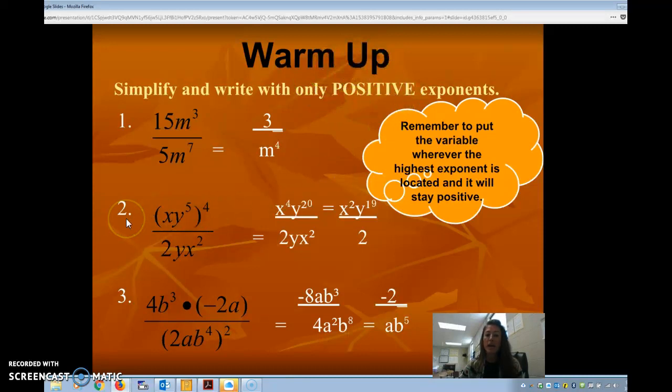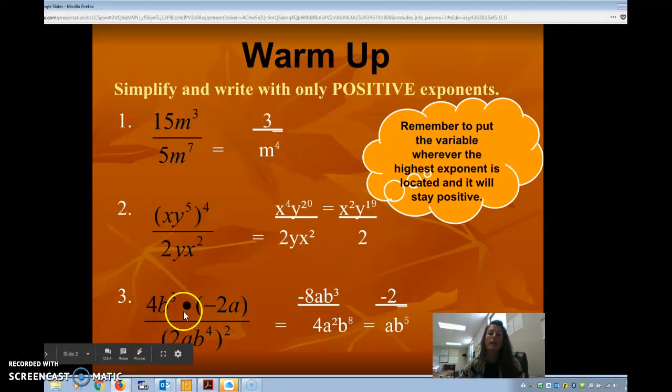If I go to number 2, I have power to a power, so I'm distributing here. So that would be x to the 1st power, and 1 times 4 is 4. And then y, 5 times 4 is 20. And then leave your denominator the same, 2yx squared. And now I've actually got to simplify this new fraction that I have. So 1 over 2 will stay the same. Put your x. 4 minus 2 is 2. Keep it in the numerator because 4 is bigger. And then y, 20 minus 1 is 19. Keep it in the numerator because 20 is larger than 1. And so then I have x squared, y to the 19th power divided by 2.